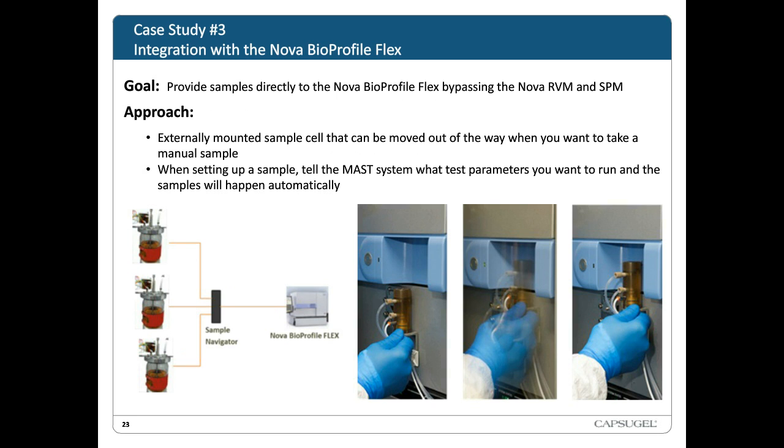The third case study is integration with the Nova BioProfile FLEX. The goal here is we provide samples directly to the Nova BioProfile FLEX, bypassing the RVM and the SPM. We do that by mounting this external sample cell on the outside, and then we trigger the Nova to take the sample using the MAST system, and we can initiate the sample using all the parameters that are available in the Nova system.